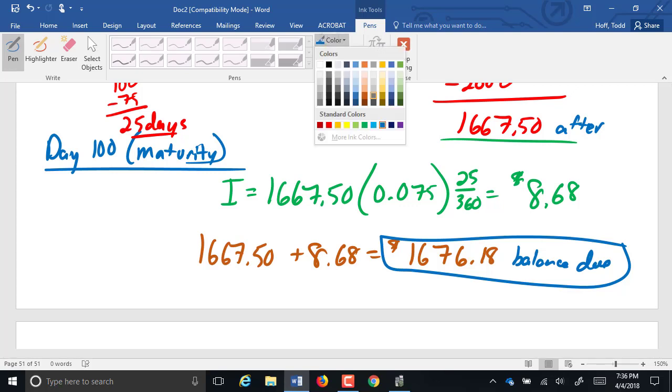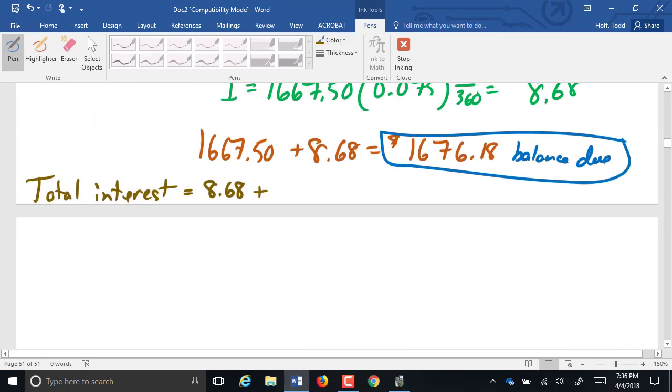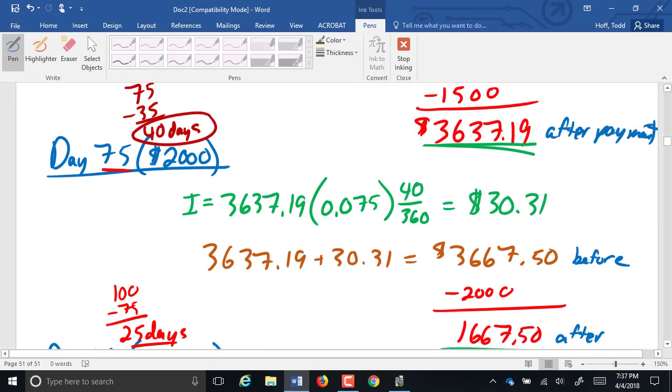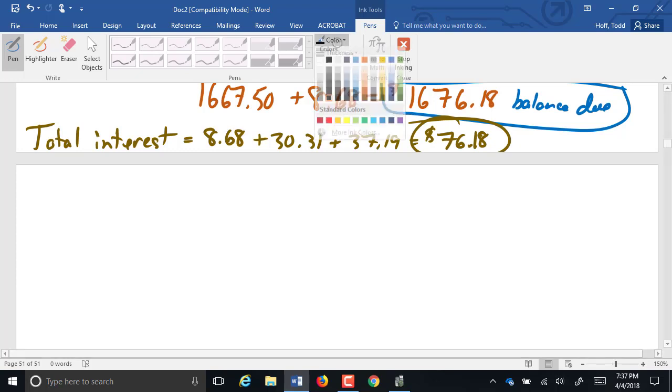How much is our interest? We take our interest. We have the 8.68. We have the 30.31. And we have 37.19. Here's $76.18 is our total interest. How many got that right? Cool. No, not quite.